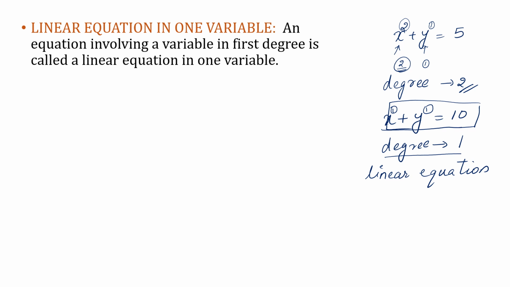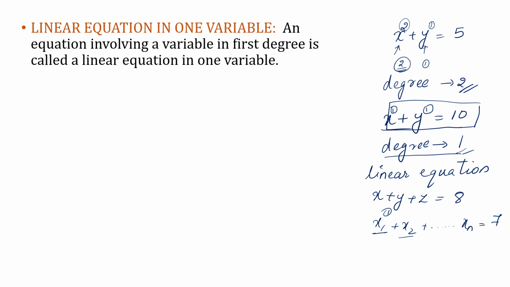In a linear equation, the highest power should be 1 only, that is, the degree of that equation should be 1. In a linear equation we can have many variables. We can write x plus y plus z is equal to 8, or we can write x1 plus x2 plus and so on up to xn is equal to 7. Here x1 is a variable, x2 is a variable, but all the variables have only 1 as the power. So the degree of this equation is 1, and we call it a linear equation.